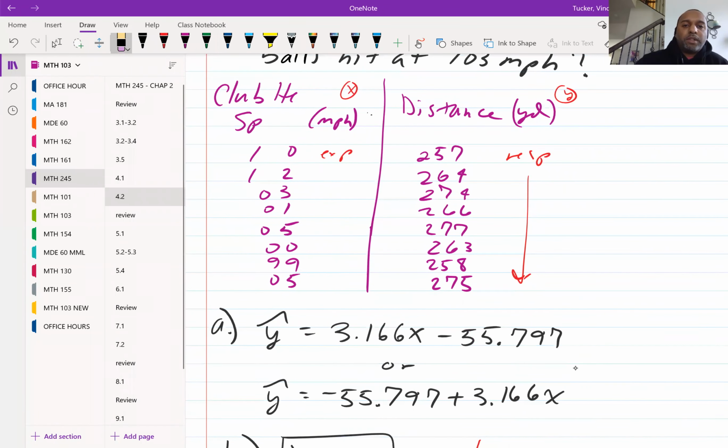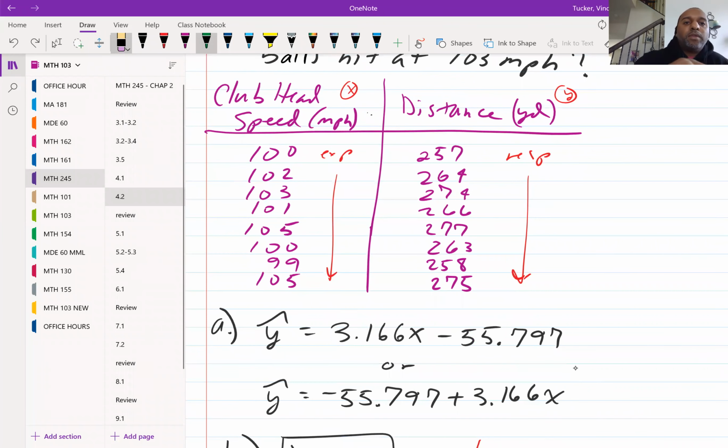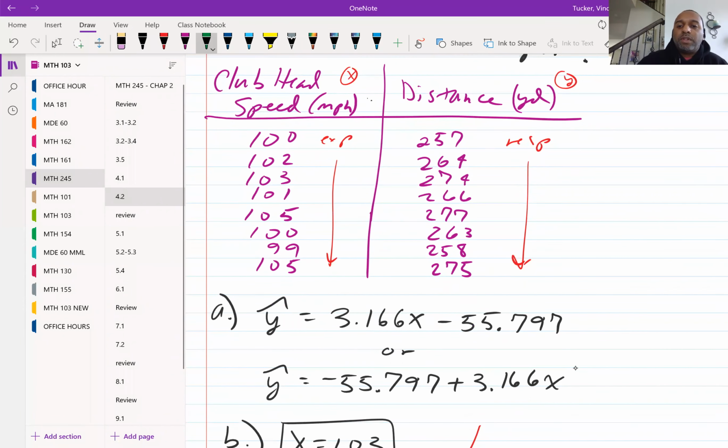So once again, we had already talked about how this was the explanatory variable and this was the response variable. I was just re-emphasizing that. And so this is our regression line.